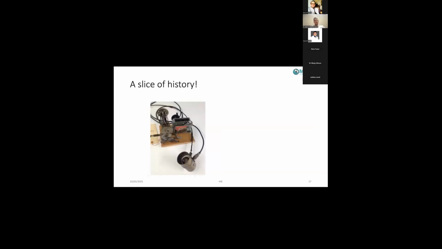Right, my favorite part, a slice of history. Again, anybody knows what this is? Any guess? No idea. Cool. So you'll be surprised to know that this is an ultrasound machine.